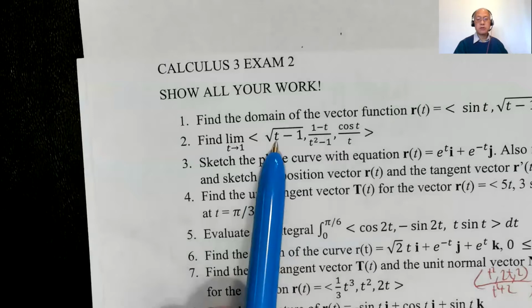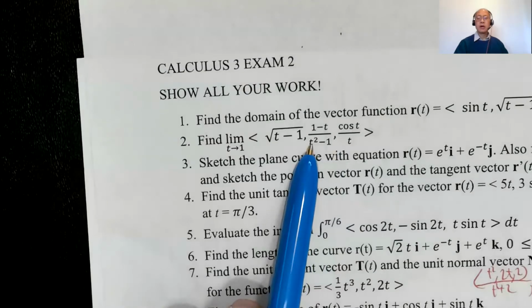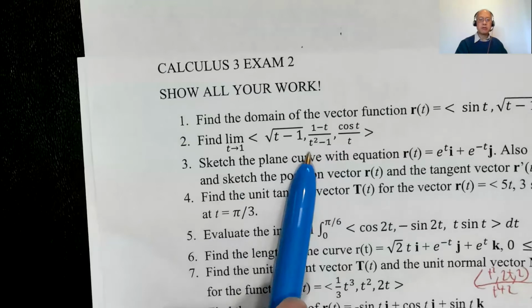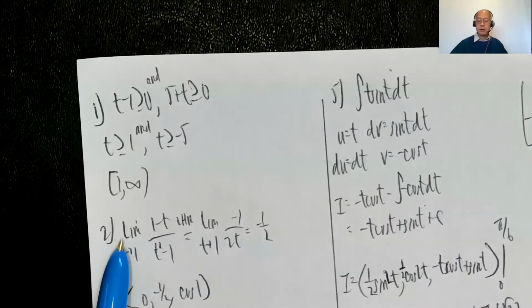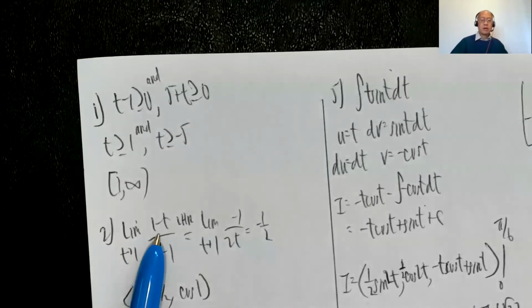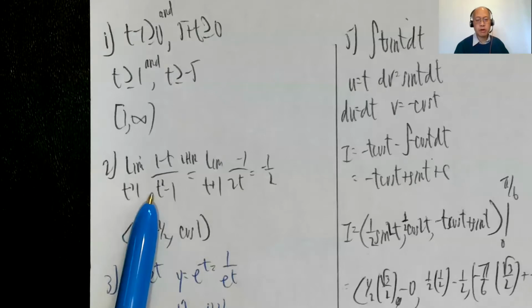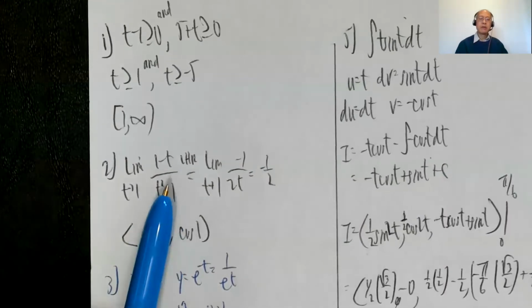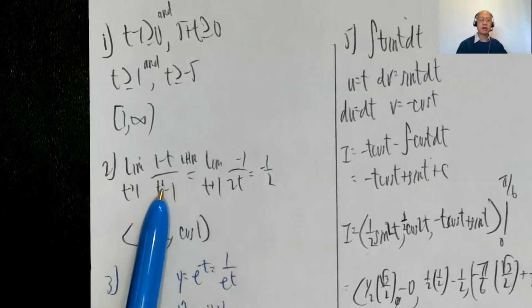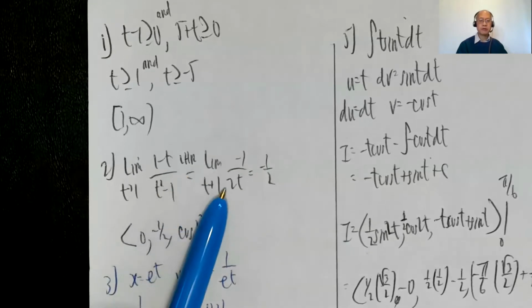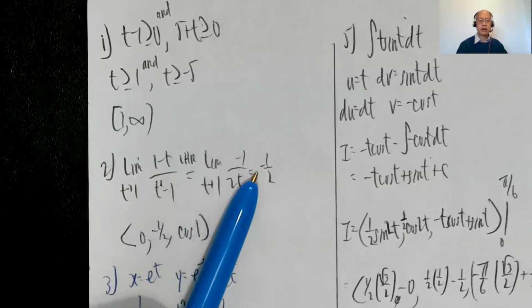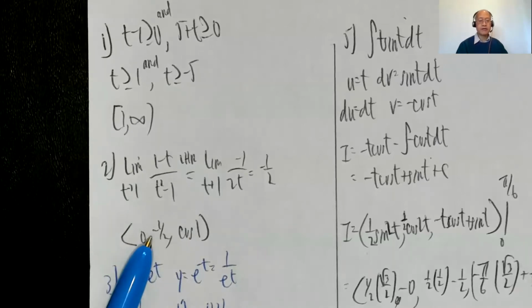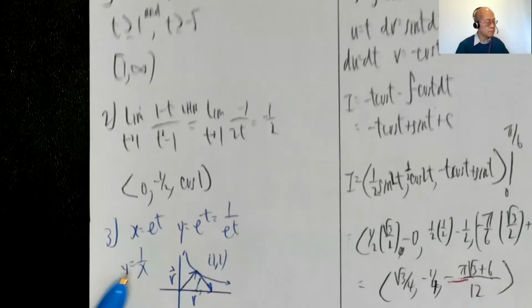Number 2, these two are just straight plug-ins. The middle one, you could either factor the denominator and cancel, or you can do L'Hopital's rule. Limit as t approaches 1 of (1 minus t) over (t squared minus 1). If you plug in, you get 0 over 0. So L'Hopital's rule, LHR, means you can differentiate the top, differentiate the bottom, and get the same limit. So negative 1 over 2t. Then when I plug in, I get negative a half. The other is easy by straight plug-in. So 0, negative a half, cosine of 1.